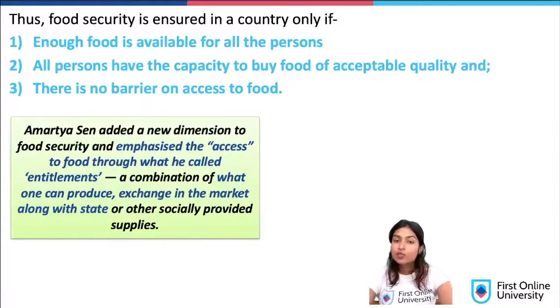So we have a Nobel laureate called Amartya Sen, and he added a new dimension to food security. Like I've said earlier, there were initially three dimensions, and Amartya Sen added a fourth dimension. He emphasized the access domain of food security through what he called entitlements. So, what exactly are entitlements? It is a combination of what one can produce, exchange in the market, along with the state or other socially provided supplies.